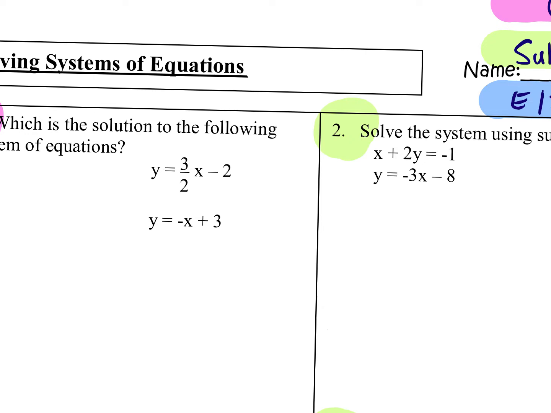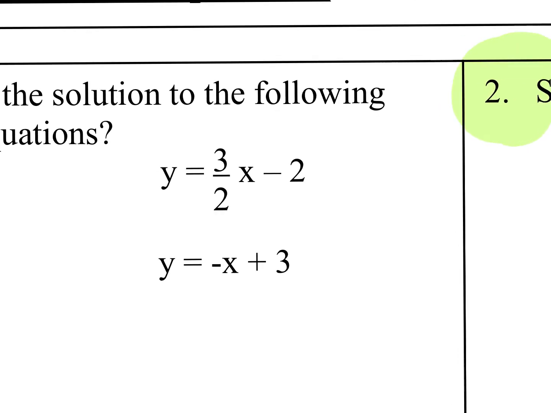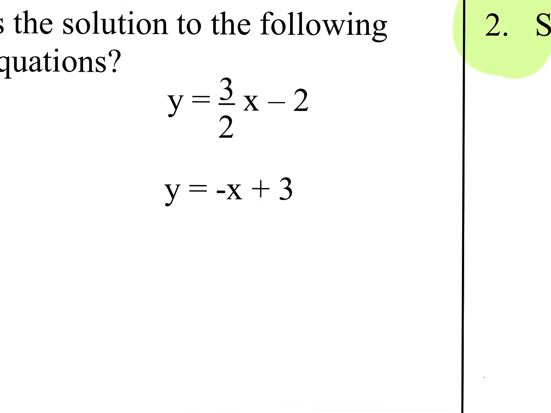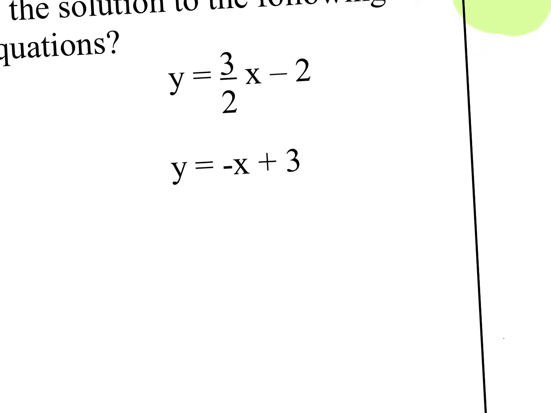In this case, I'm going to use substitution. The reason I'm going to use substitution, when you substitute, you put one in for the other. Do you guys notice how this both says y equals? So I could replace one of the y's with the other equation. Do you guys agree with me that these 2 equations equal each other? Yes. -x plus 3 equals 3 over 2x minus 2.